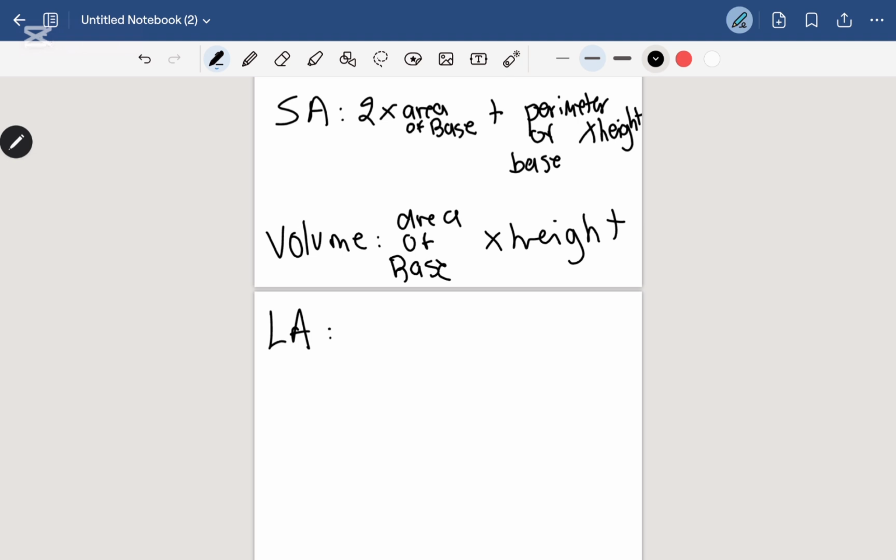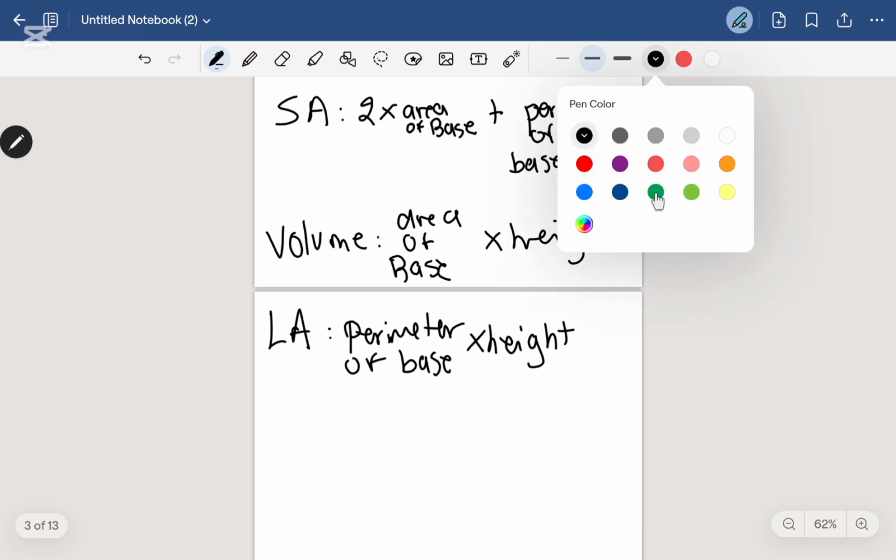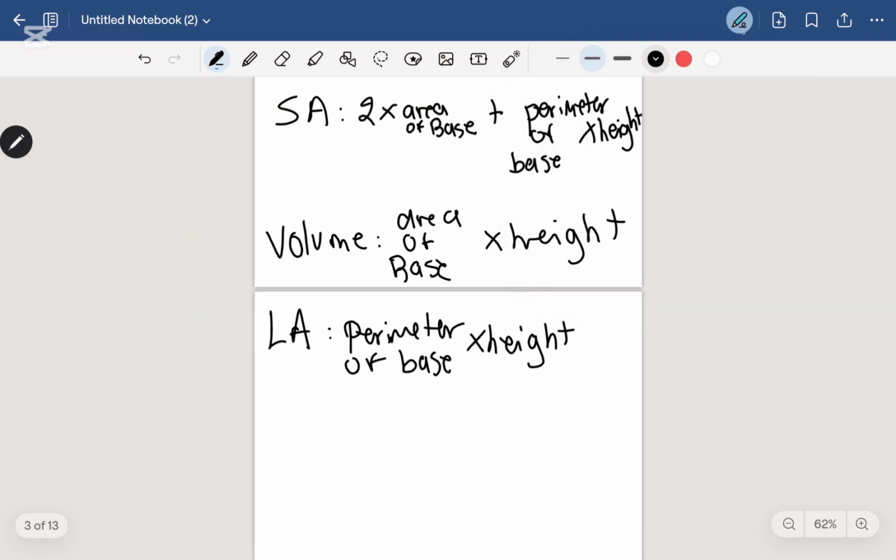Lateral area of a prism is very simply the perimeter of the base times height. Notice how it is very similar to the surface area, but the only difference is they removed the area of the base, because the lateral area is the area of the surrounding.